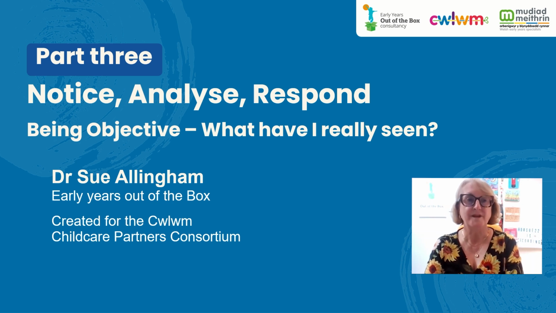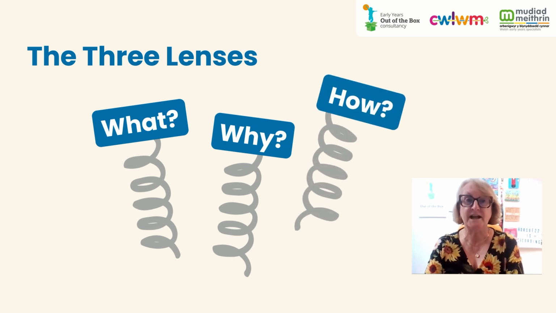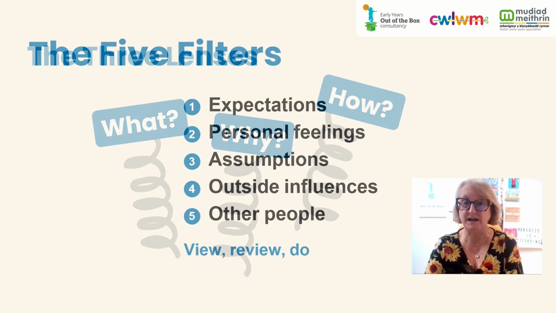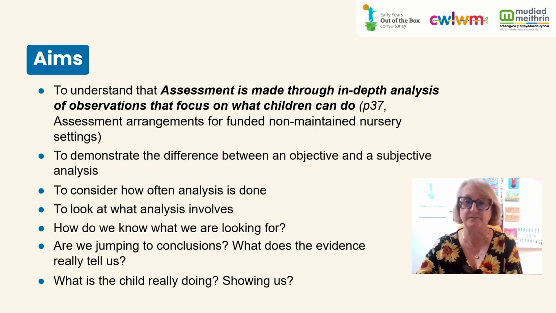Part 3. Being objective. What have I really seen? So we're moving on now from realising that children bring stores of knowledge with them to understanding what being objective means. What have I really seen? Once again, we're moving through using the 3 lenses of what, why and how, and filtering everything through the 5 filters of expectations, personal feelings, outside influences, other people, and assumptions.